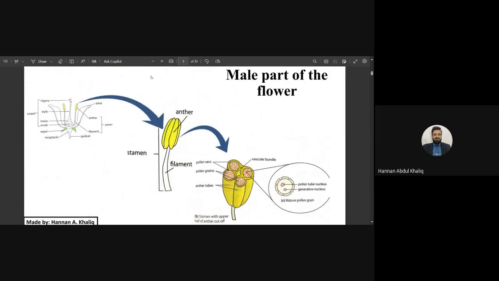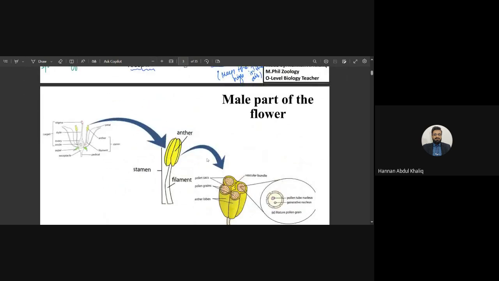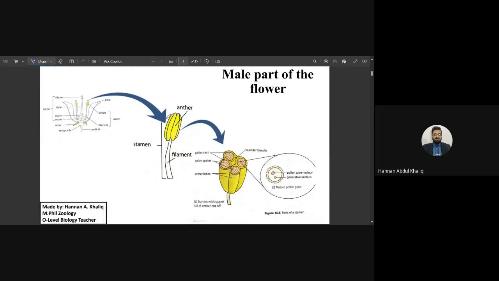So we have the male part here, and the male part overall was called the stamen. The stamen has the filament, and I clearly told you the purpose of the filament in the previous lesson. Now, anther. Anther basically is the organ where sperms are made.